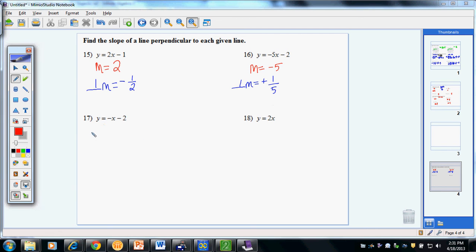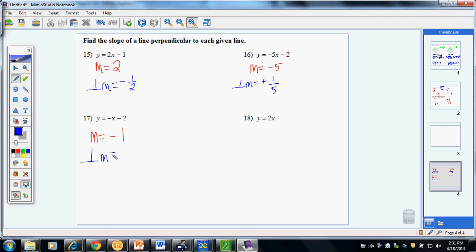The given line here has a slope of negative 1. So our perpendicular slope is the reciprocal of 1, which is just 1, and we change from a negative to a positive. And for the last one, our slope is 2, and so for the perpendicular slope, take the reciprocal of 2, 1/2, and change the sign to negative. There you go. There's your homework.